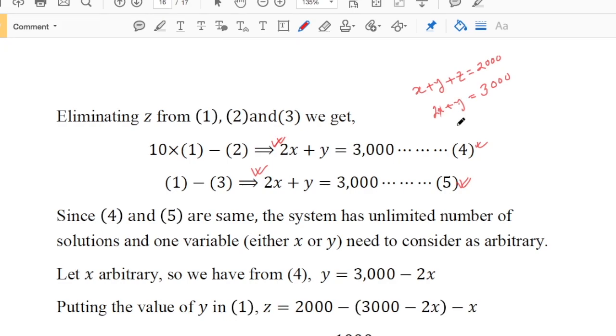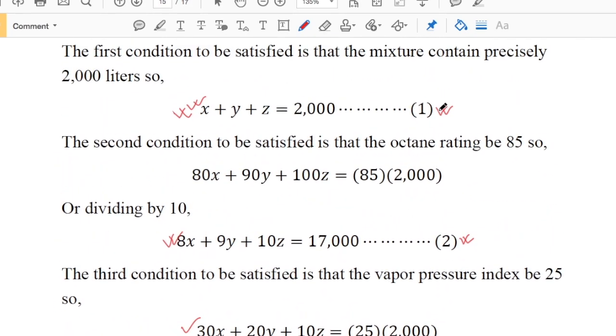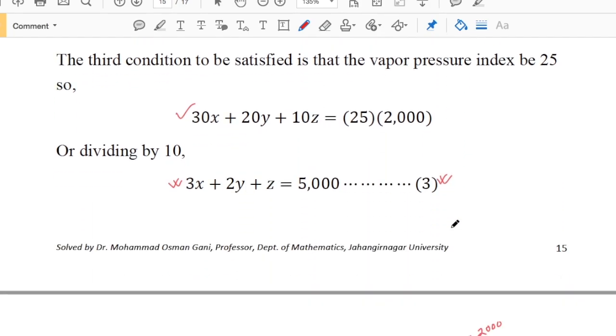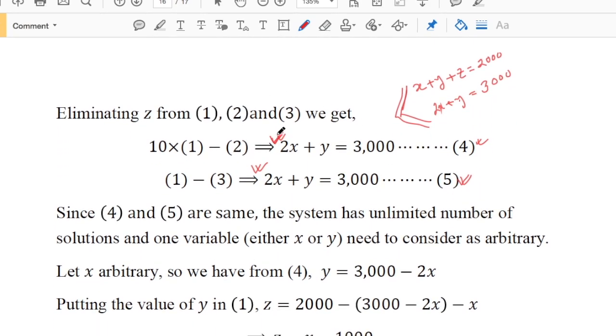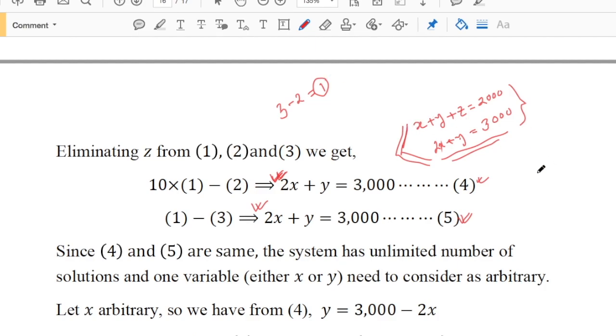But a question may come to your mind: why can't I consider z as an arbitrary variable? If you want to consider z as an arbitrary variable, from this system you cannot do that. You should not eliminate z at first from 1 and 3. You need to keep z to make equation 4 in y and z or x and z. But here this is our eliminated system, so I can consider either x or y as an arbitrary variable, since the number of variables is 3 and the number of equations is 2, so one variable should be arbitrary. Here I consider x arbitrary.